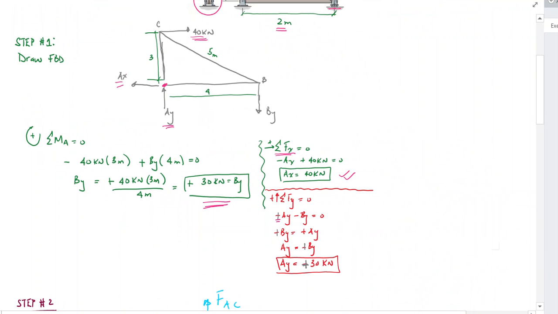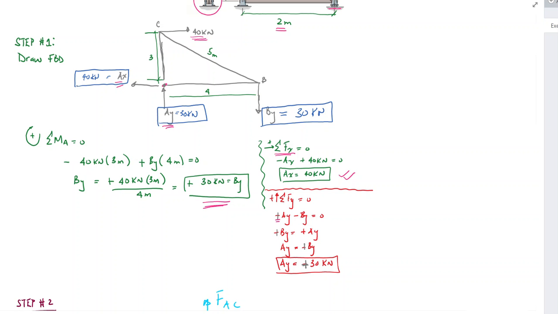Now, once I found AY, BY, and AX, I'm going to populate them here. BY was 30 kilonewtons, AY was 30 kilonewtons, and AX was 40 kilonewtons. All I did was populate that in my free body diagram, boxed with a blue marker. I'm going to go to step 2 now, because they want us to determine the average normal stress in each bar.